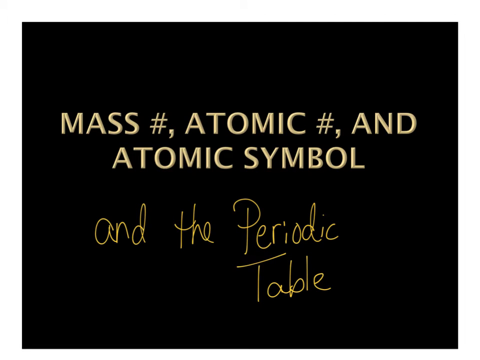These notes are going to talk about the periodic table. On the periodic table, we're going to look at the mass number, the atomic number, and the atomic symbol. We'll also get into counting electrons and what the different areas of the periodic table mean.